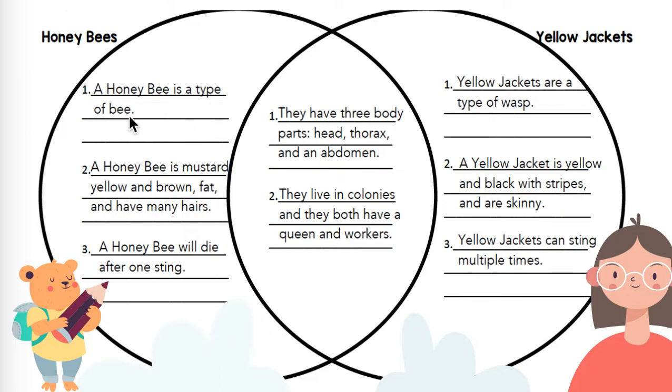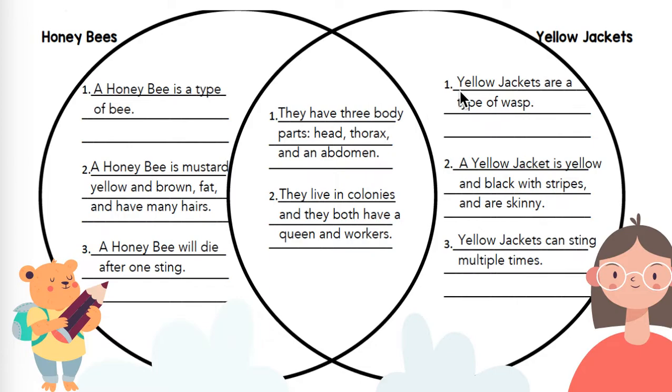A honeybee is a type of bee. A honeybee is mustard yellow and brown, fat, and has many hairs. A honeybee will die after one sting. Now there are many more different features. However, these are just a couple that I chose. Now let's see how yellow jackets are different. Notice how I am trying to contrast the same main point.